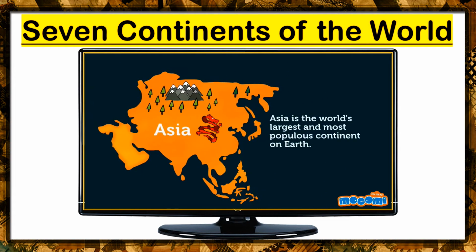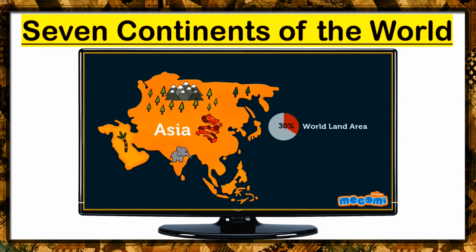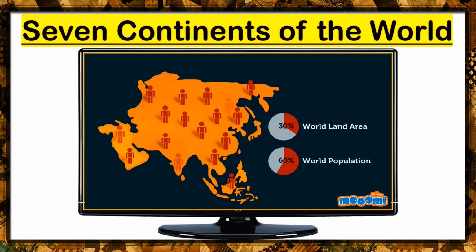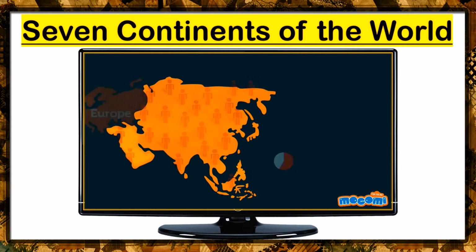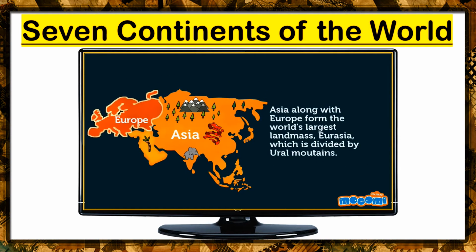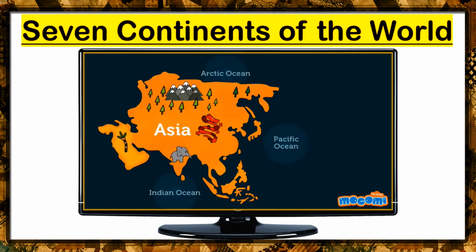Asia is the world's largest and most populous continent. It covers 30% of the Earth's landmass and hosts 60% of the world's current human population. Asia, along with Europe, forms the world's largest landmass, Eurasia, divided by the Ural Mountains. By water, it is bounded on 3 sides by the Pacific Ocean, Indian Ocean, and Arctic Ocean.